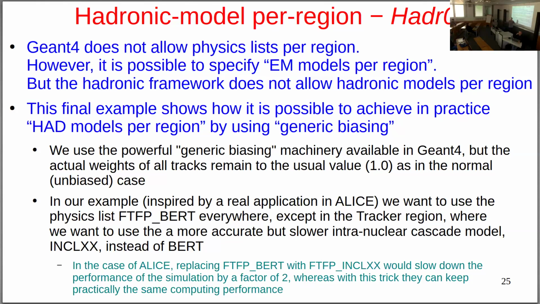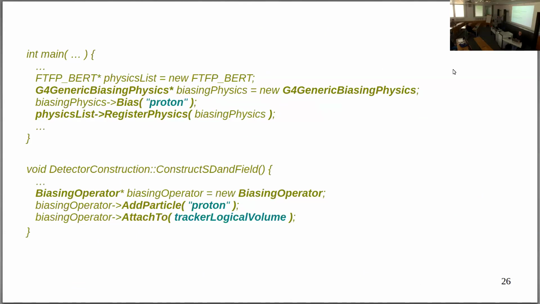So it's generic biasing, so we are using this machinery, but we are not altering anything. I will show you in a second. So the weight here is still 1. So it is de facto unbiased, if you want. But we are using the machinery behind the scenes. So again, suppose that this is for proton. In their case of ALICE, they were using it for proton, neutron, pi plus, and pi minus. Here, to be brief, we use it only for proton.